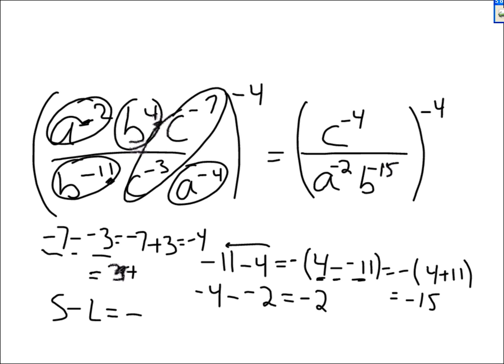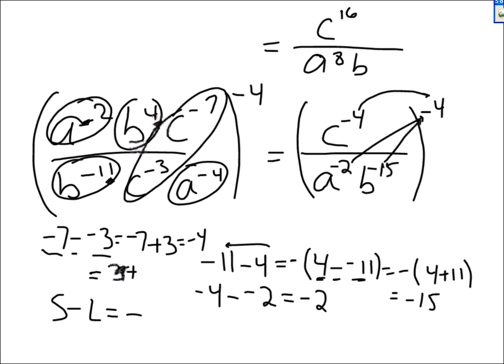Since I ran out of space on the bottom, I'll put the final answer above. But now you just multiply the exponents. Negative 4 times negative 4 is 16. Negative 2 times negative 4 is 8. Negative 15 times negative 4 is 60. And there's the answer. Sometimes you want to get negative answers, negative exponents.